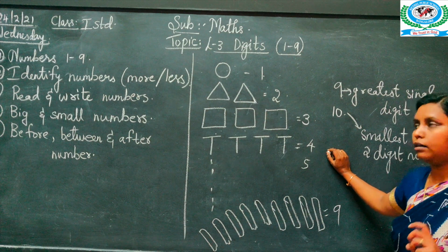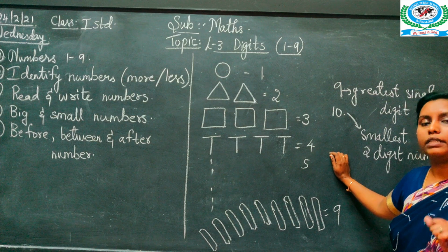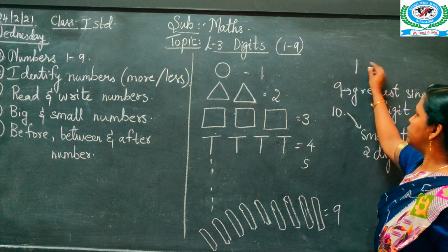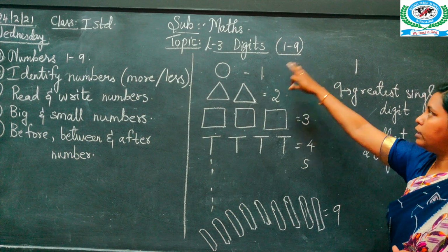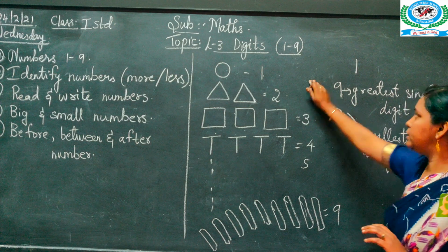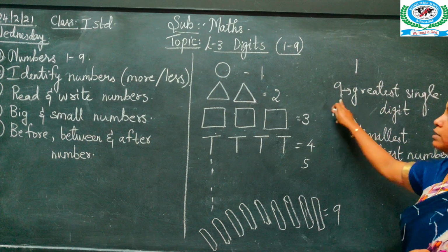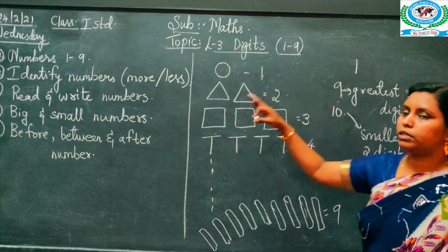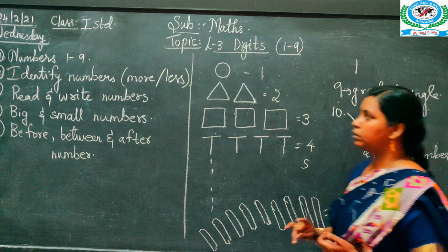So 9 is the greatest single digit, and which is the smallest single digit number? It is 1, isn't it? So we have numbers 1 to 9 here, isn't it? So in these numbers, the smallest single digit number is 1 and the greatest single digit number is 9. So this is all about counting the numbers from 1 to 9.